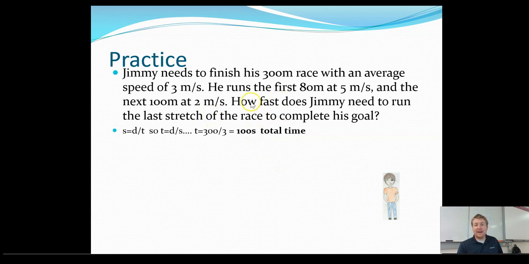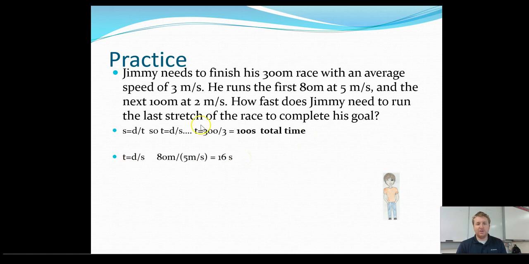So now we need to figure out how much time he's already used up, because he's already run 80 meters at 5 meters per second. He's already run 100 at 2 meters per second. So if we can figure out how long it took him the first section and how long it took him the second section, then we'll know how much time he has left to complete the last section of his race. Because if he takes too long, the speed's going to be too low, and if he finishes too early, then his speed will be too high. So he's got to finish at just the right amount of time.